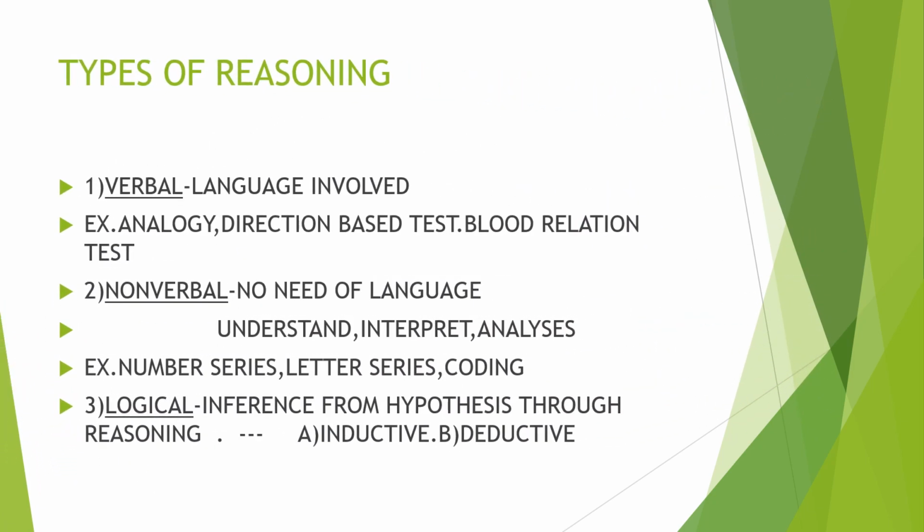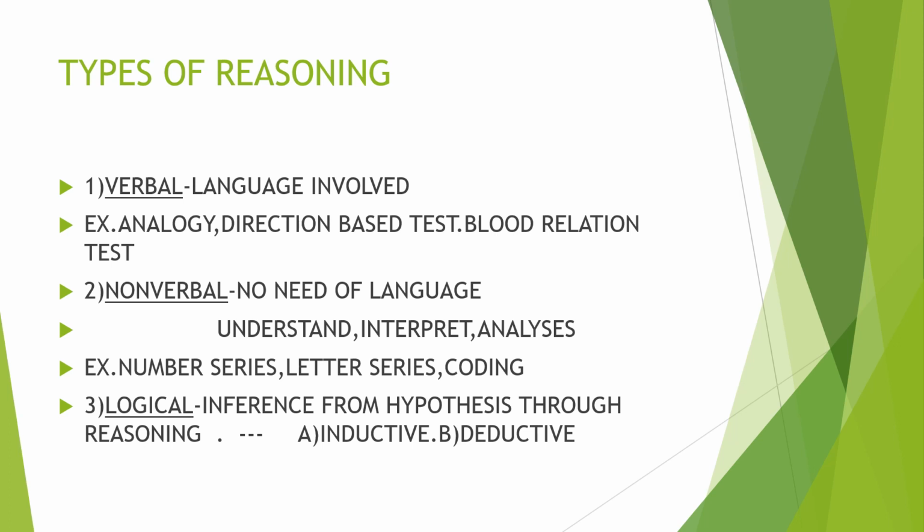So types of reasoning, I told you it is of three types. First one is verbal. Verbal, we know, is where language is involved. Example, analogy type of questions. Then direction-based questions. That is, one person is going from his office and reaching somewhere, like that. And the distance traveled, they will ask the questions, and now he is in which direction, like that.